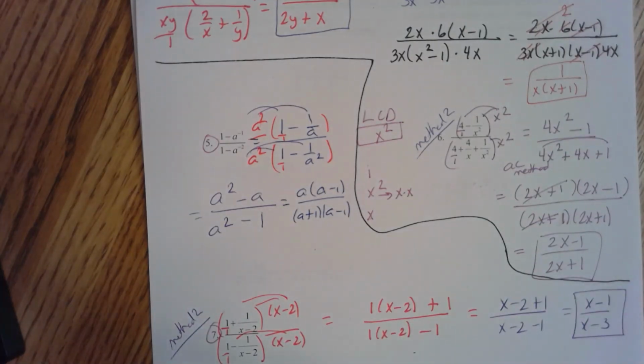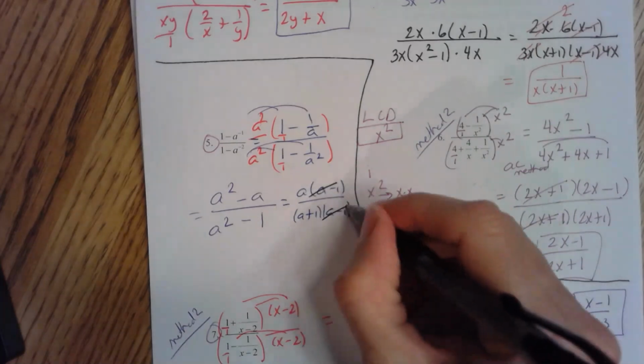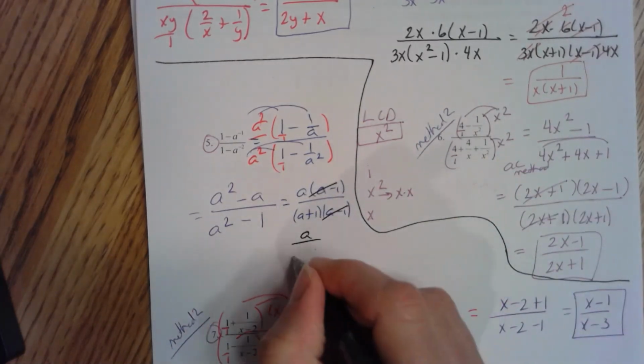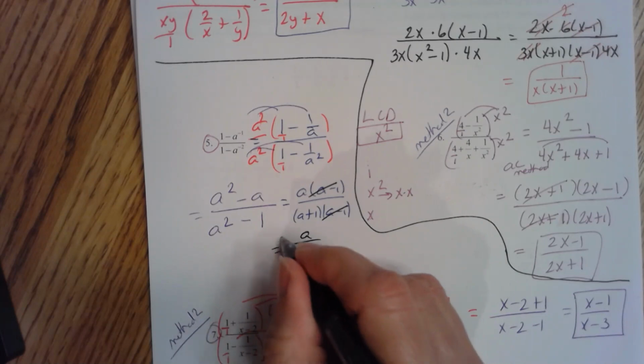Then we cancel any like factors that appear on top and bottom. The a minus 1's will cancel. So we're left with a over a plus 1.